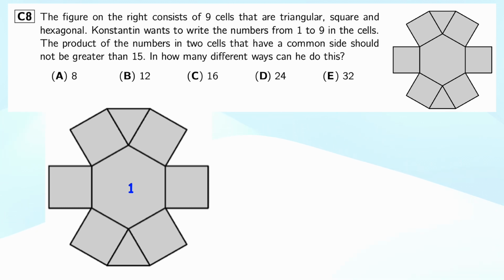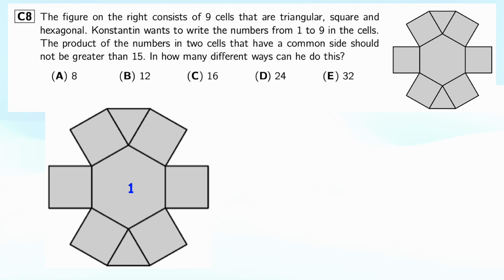But the triangle shares 2 sides with neighbor cells. The product of 8 or 9 with 4 different numbers must be bigger than 15, because 2 times 8 is already 16, and 2 is the second smallest number. So the center must be 1.